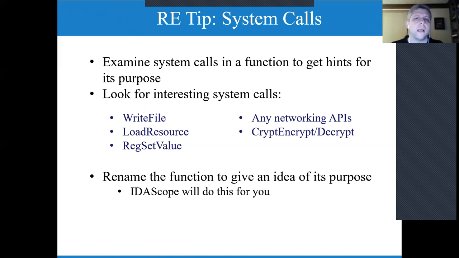Specifically, when you start looking at some code in something like IDA Pro, start looking for some interesting system calls, and they'll give you an idea of what the purpose of that function is. So if you go through a function and you see that it's calling WriteFile or fwrite, another way to write out to a file, you know that that function is going to be writing out to a file. If you see that it's calling LoadResource, then you know it's doing something with the resources attached to the program. If you see RegSetValue, that means it's writing to the registry. That could be where it sets its persistence.